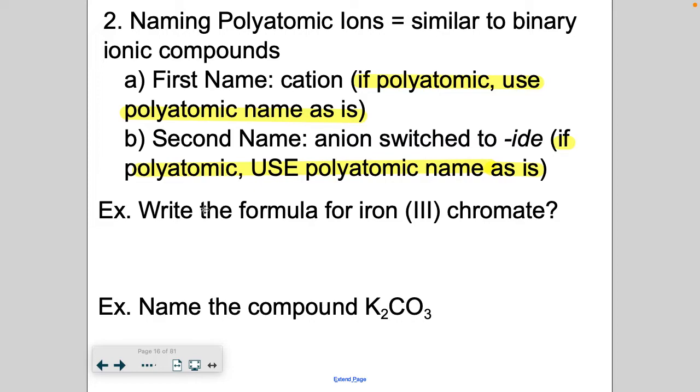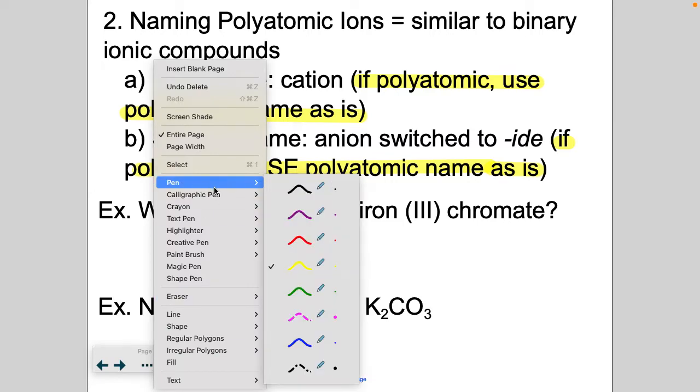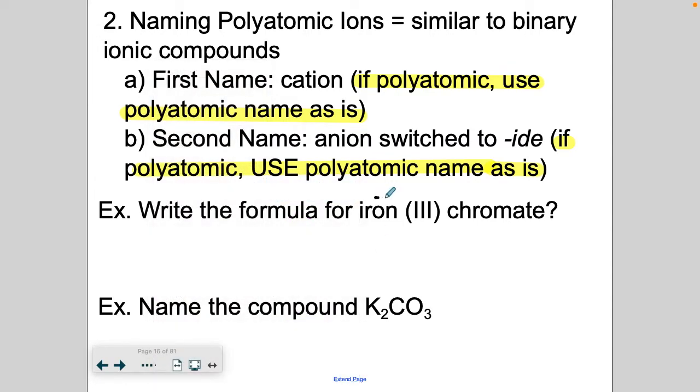Okay, so here we got an example. It says, write the formula for iron 3 chromate. So you're like, all right, I'm going to get my pen out here. So iron's got this +3. And then chromate. And you're looking on the periodic table and you're like, oh, I see chromium. Is chromate chromium? No. You're going to be sitting there searching for it for hours. Chromate's not on the periodic table because it's polyatomic.